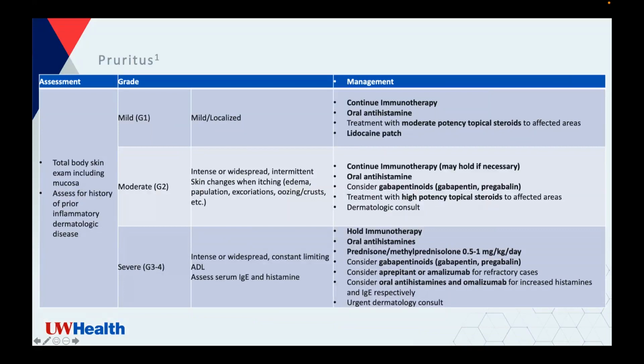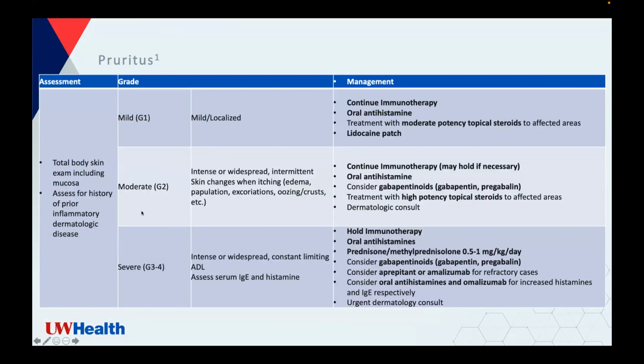So moving on to itching or pruritus. This is approached the same way as the maculopapular rash. It's based on how intense the itching is and then how much of the body is covered. So in the mild localized areas, we're continuing ICPI treatment, adding in the oral antihistamine, and then starting with moderate potency topical steroids and potentially a lidocaine patch depending on how large the area is.